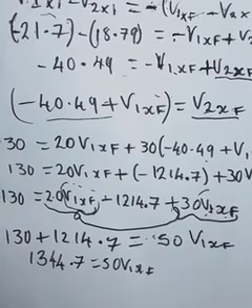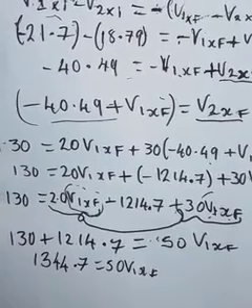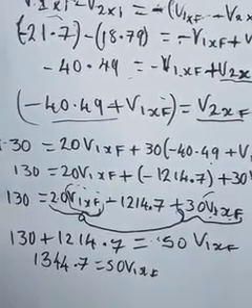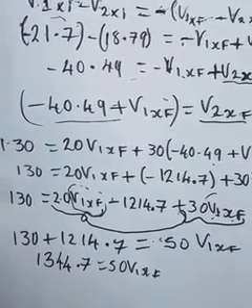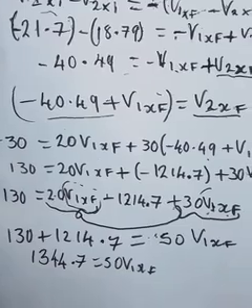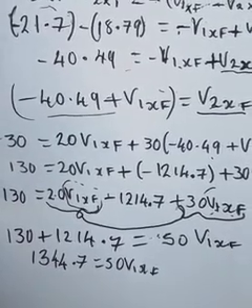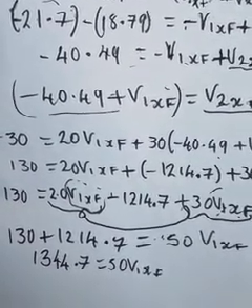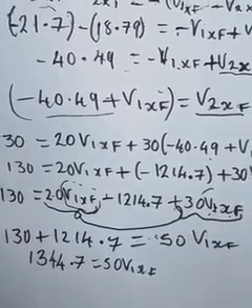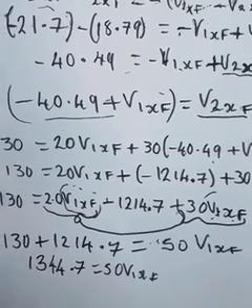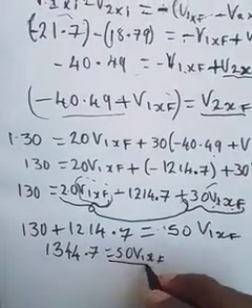So divide by 50, and we are getting 26.7, 26.8 over 50 over 50.